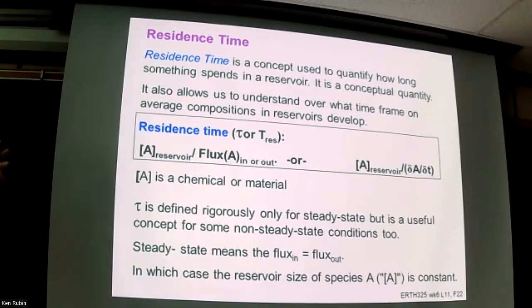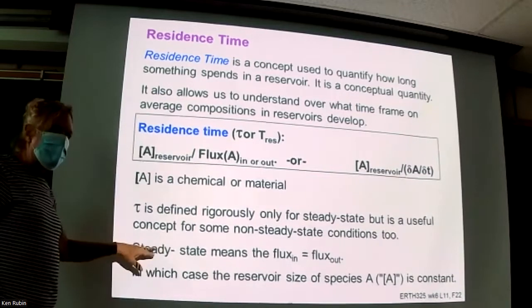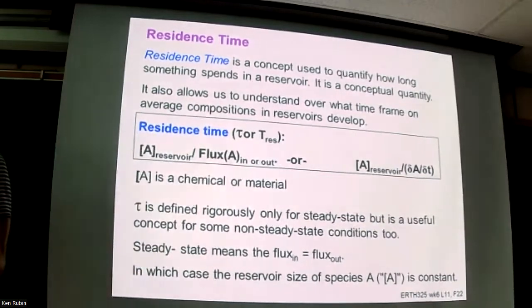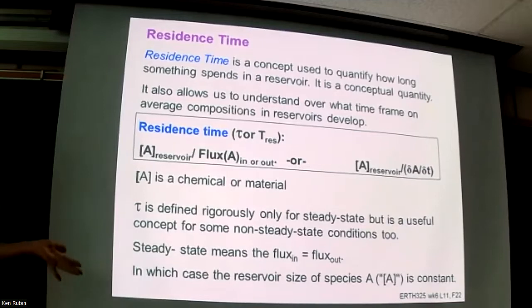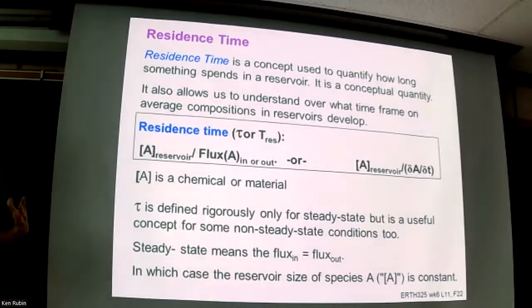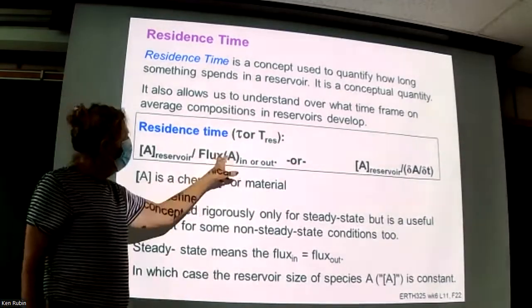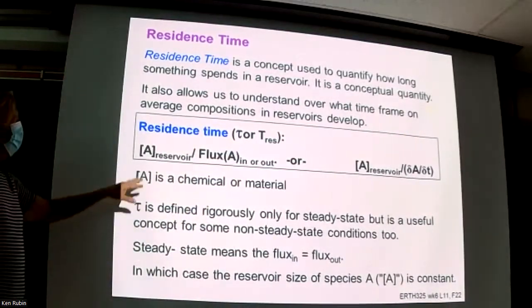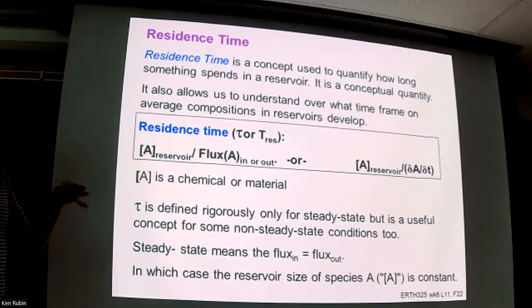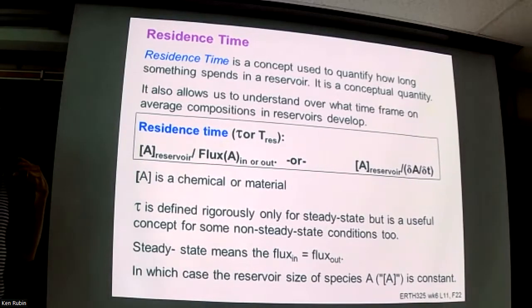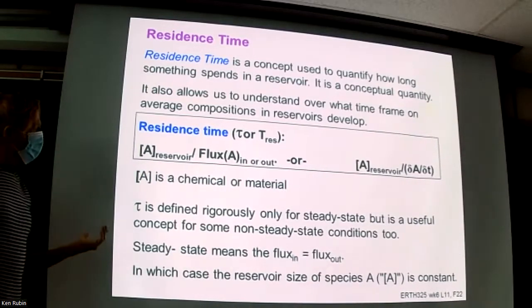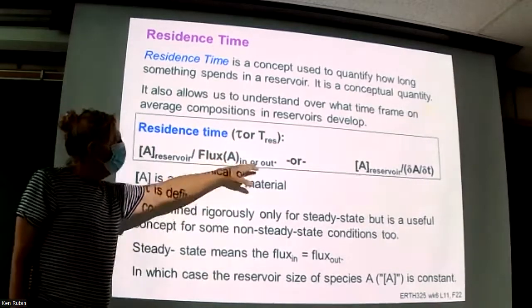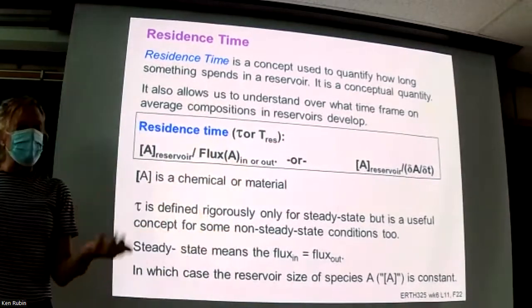And it brings up the next idea, which is what we call steady state. At steady state, a reservoir size isn't changing. If it's not changing, that means the fluxes in and out are balanced. And officially, when you calculate residence time, you should only calculate it for a reservoir that is at steady state, so that it doesn't matter if we use the flux in or out. We can use either, and we'll get the same answer.